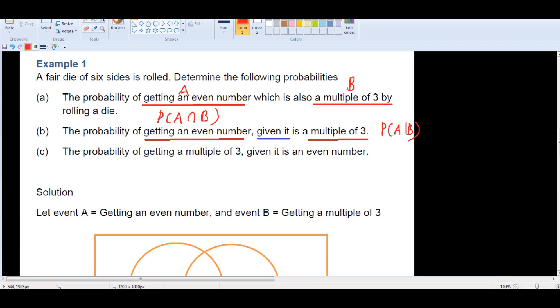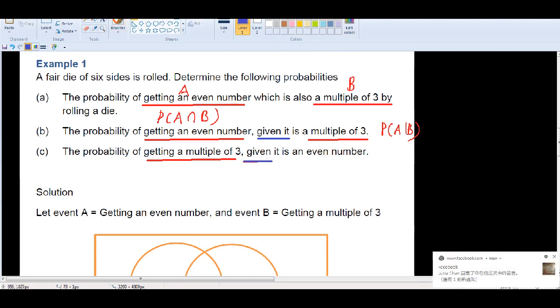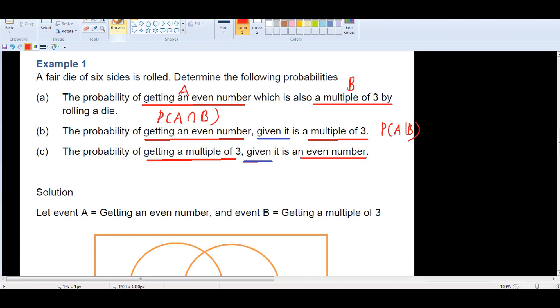For C, the probability of getting a multiple of 3, given it is an even number. Again we see this word given. So getting a multiple of 3, and sorry, there's a confusion of colors. So this is the other way around. You already know that it is an even number, so how about a multiple of 3?